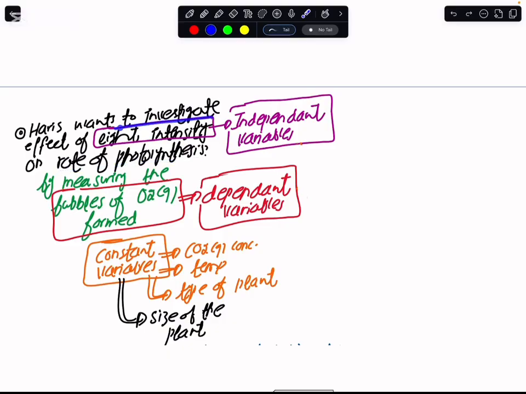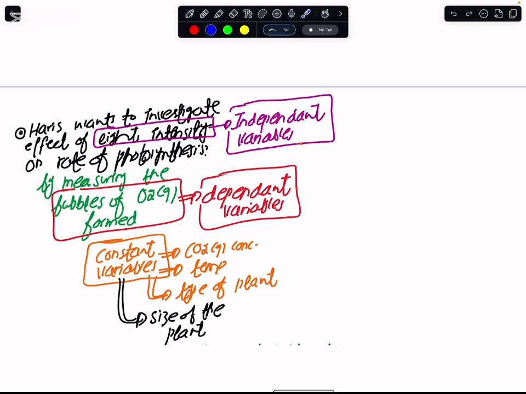So what Haris needs to change would be the light intensity, so it would be my independent variable. And what he is measuring out of the investigation is the bubbles of the oxygen gas that would be formed, so it would be the dependent variable. Now, since he is investigating the effect of the light intensity, he has to decide some of the constant or standardized variables.